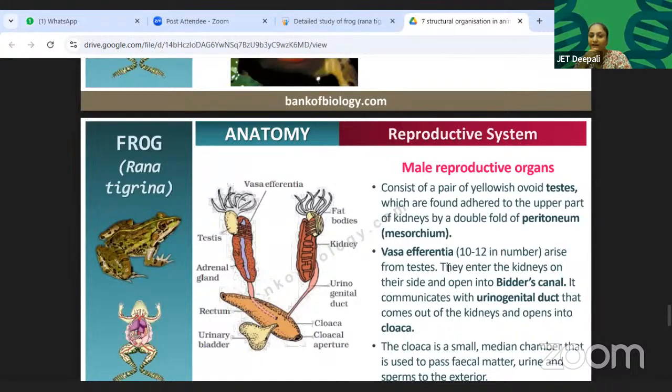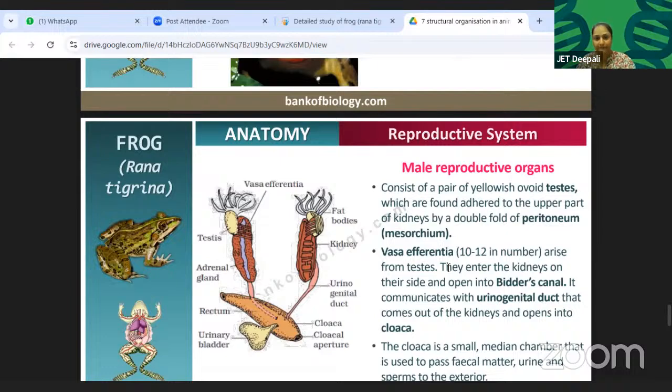Vasa efferentia, 10 to 12 in number, arise from the testes. They enter the kidneys on their side and open into Bidder's canal. What is Bidder's canal? It communicates with the urinogenital duct that comes out of the kidneys and opens into the cloaca. So this is the same path which they use to urinate. They use that part to transfer their sperms.